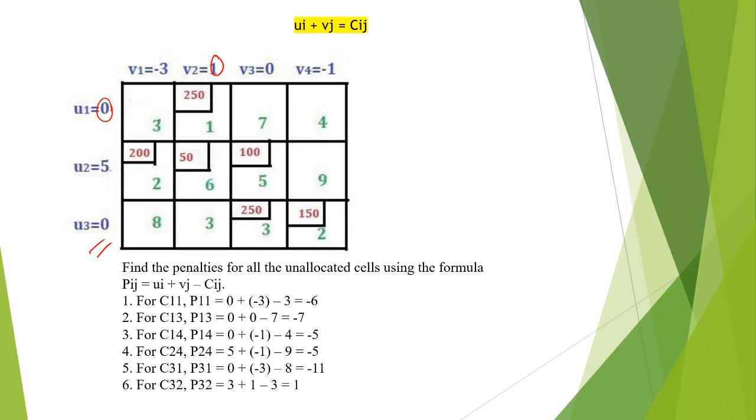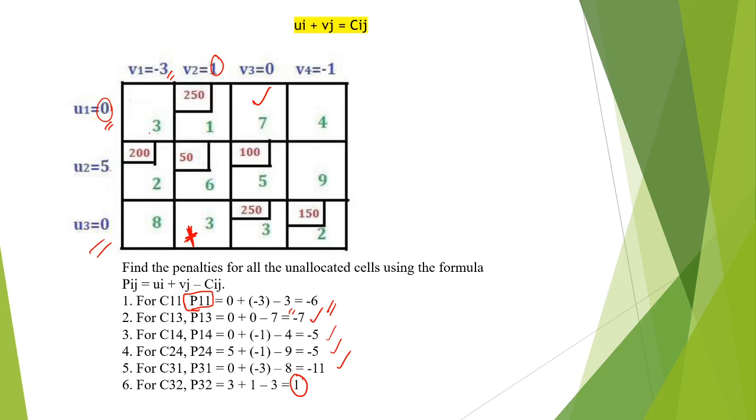So for the unallocated cells, this is p11, 0 plus minus 3, minus 3, that is minus 6. Similarly p13, its value is minus 7, 9, and all are negative except this. This is p32. So this cell has a positive value.